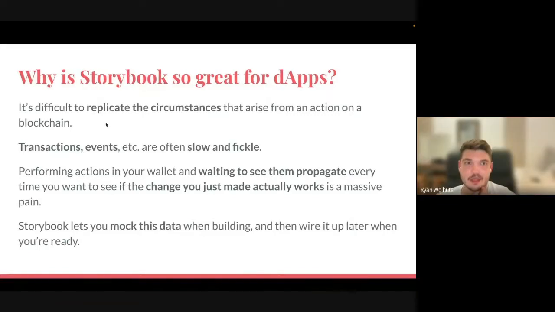No? All right. So the reason that Storybook has been super useful for me as a dApp developer in particular is that it's really, really difficult to replicate the circumstances that arise from actions on the blockchain. Things like transactions and events can be slow and fickle. So if you are relying on performing actions in your wallet and then waiting to see them propagate every single time you made a change just to see that it actually works, it's a massive pain. And Storybook lets you mock the data while you're building and then wire it up later when you're ready.